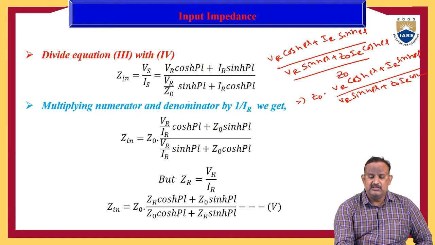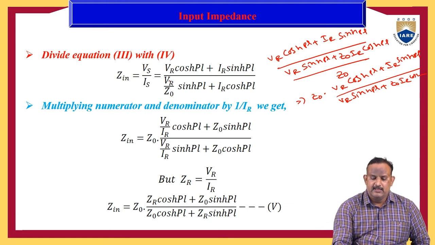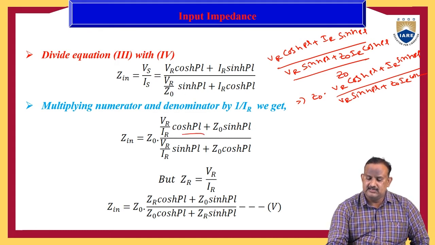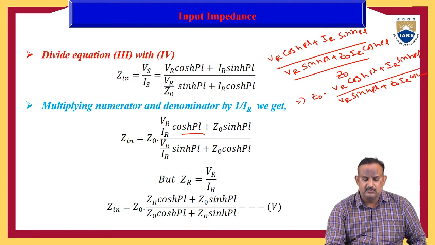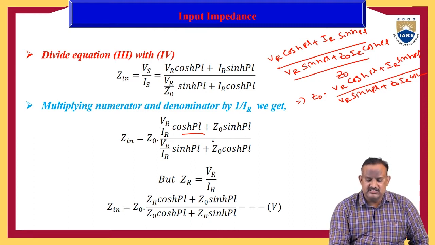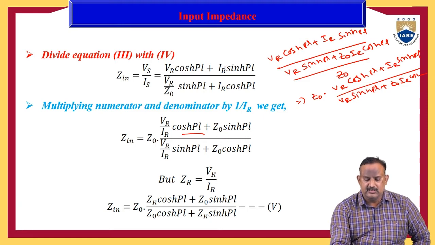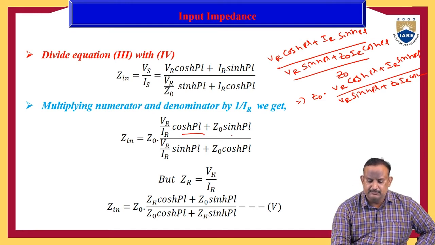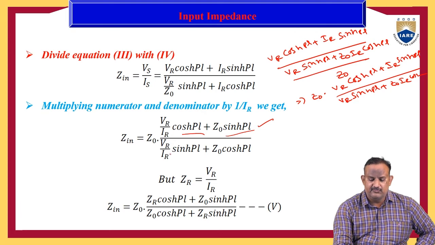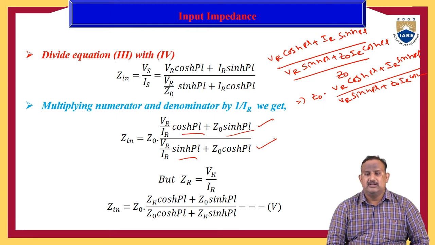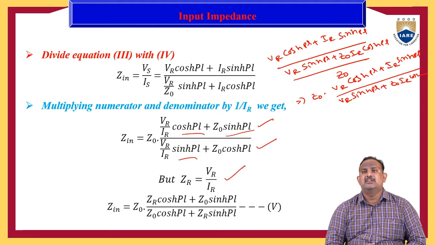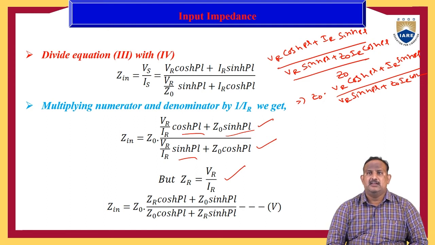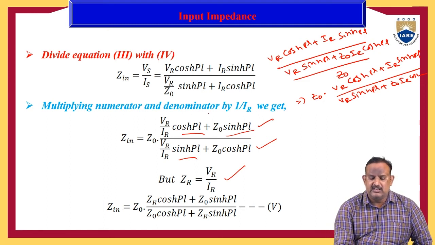So here if we take IR common from both numerator and denominator, we get VR by IR into cos HPL plus Z naught sin HPL in the numerator, and in the denominator, taking VR by IR common, sin HPL plus Z naught cos HPL. But we know that ZR is equal to VR by IR.